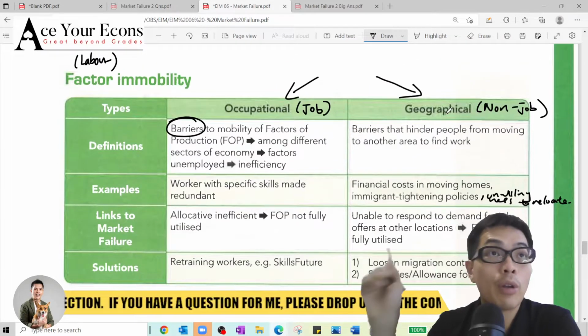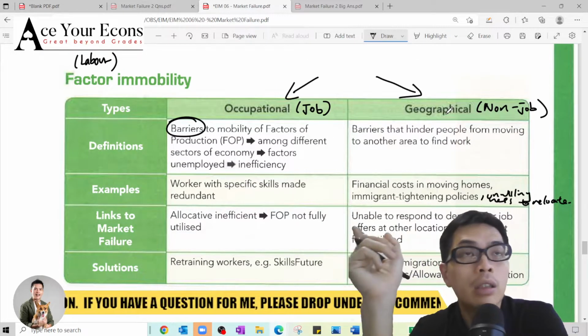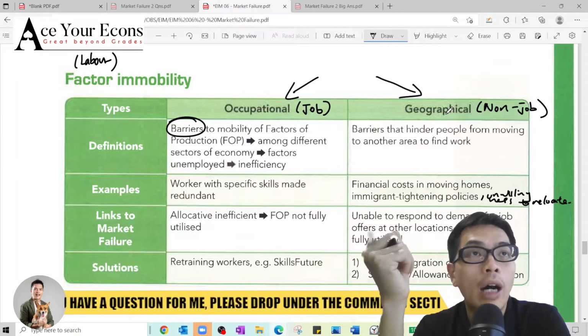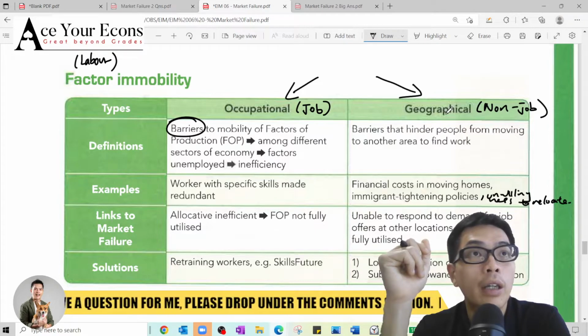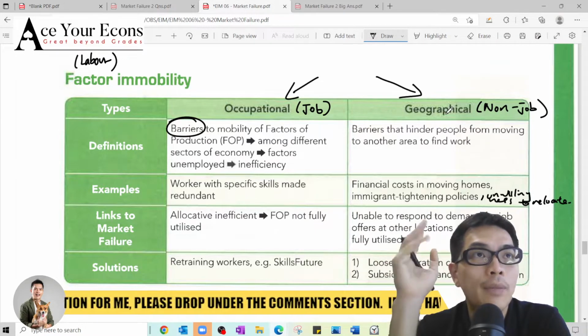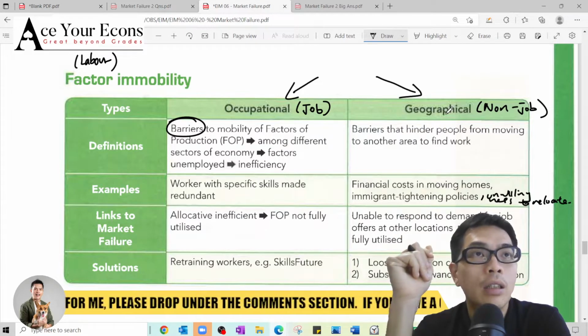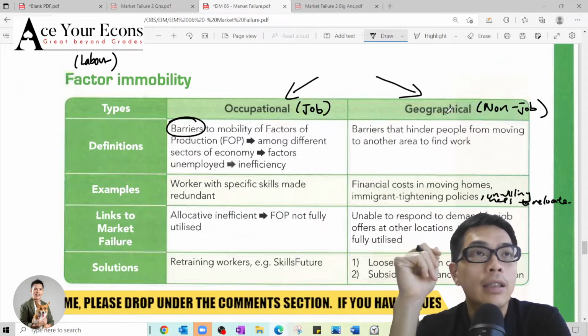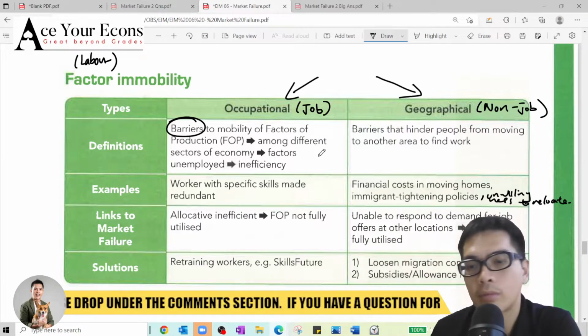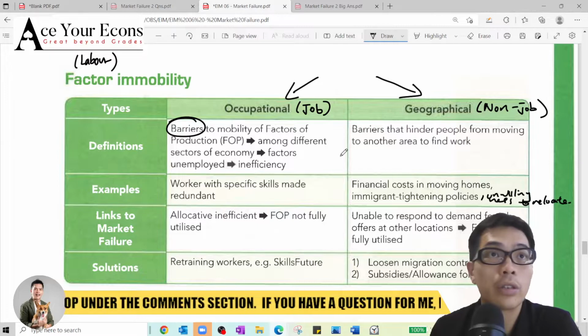So remember to distinguish between the two. First one is due to job skill. The other one is due to willingness to relocate. There are a lot of things that add on to willingness: financial costs, immigration tightening policy, family ties, language barrier, all these can. So far so good?